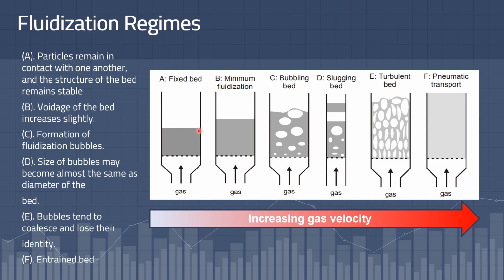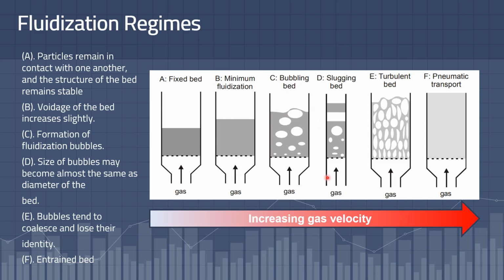With increasing gas velocity, a point is reached where the drag force imparted by the upward moving gas equals the weight of the particles, and the voidage of the bed increases slightly. This is the start of fluidization and is called minimum fluidization. Increasing the gas flow further, the formation of fluidization bubbles sets in. At this point, a bubbling fluidized bed occurs.